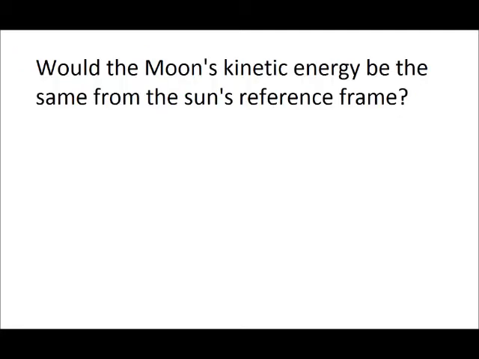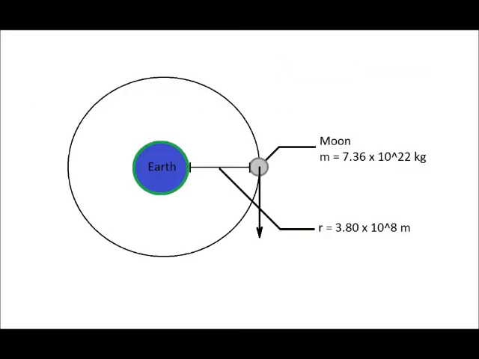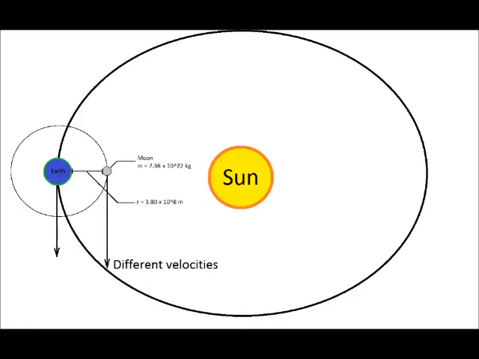And the second part of the question is, would the moon's kinetic energy be the same from the sun's reference frame? Well, the answer is no, and the reason is that kinetic energy is dependent on reference frame. From the sun, the moon would appear to be going at a different velocity because it's a different distance, and it also depends on the Earth's orbit. So that adds a completely extra variable that makes everything confusing.